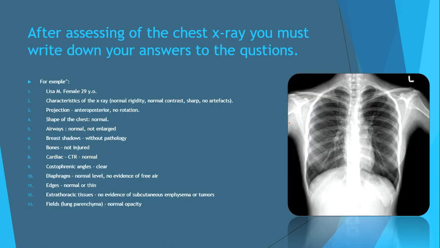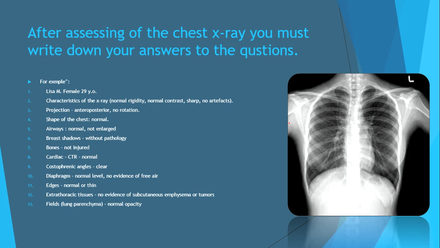After assessing the chest X-ray, you must write down your answers to the questions. This is an example. First, the patient name is Lisa M, female, 29 years old. Characteristics of the X-ray: it's normal rigidity, normal contrast, it's sharp enough, and we have no artifacts on this X-ray. Third, projection, anteroposterior. Clavicles on the same level, so we have no rotation. Shape of the chest, normal.